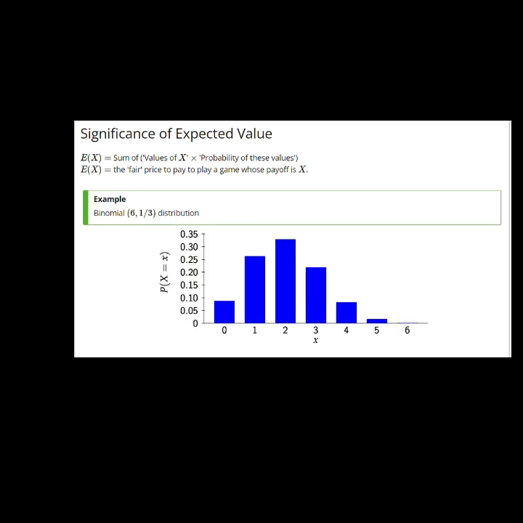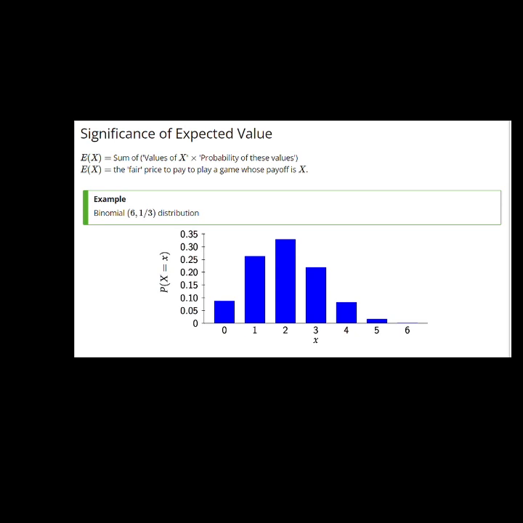The significance of expected value. As we've seen, the expected value is the sum of all of the values of X times the probability of these individual values. It's also the fair price that you might pay to play a game whose payoff was X dollars. In this example, you see a probability histogram for the binomial distribution with n equals 6 and p equals 1/3. The possible values of that random variable are 0, 1, 2, 3, 4, 5, 6, but you can barely see 6 in this figure because the probability is so small, it's not graphed.